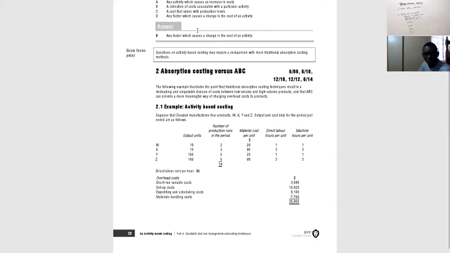What am I going to do to get this? I can see the direct labor hours per unit: 1, 3, 1, 3. Because they have given us the labor hours per unit, I need to multiply these with the output, which has been given somewhere. The output of W is 10, X is 10, Y is 100, Z is 100.